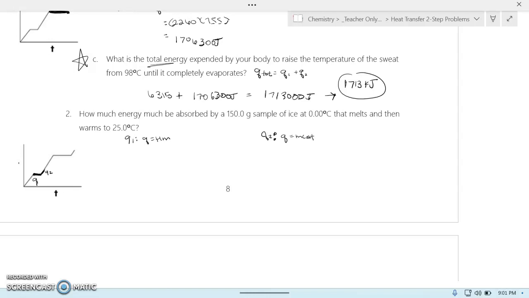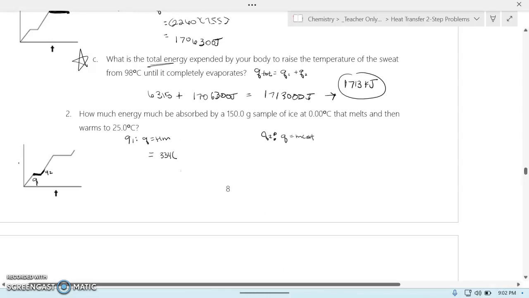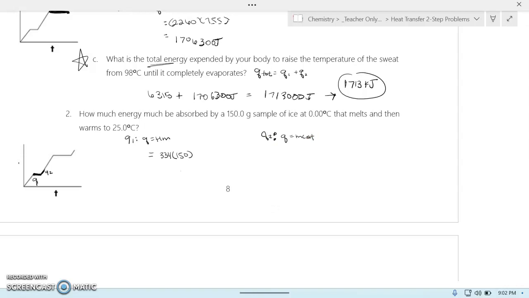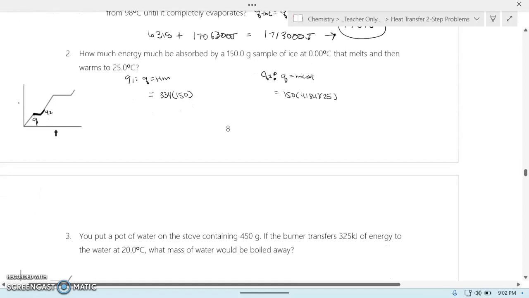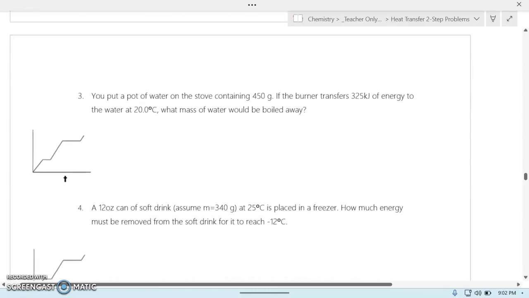So setting up our equation, we'll do H and M, 150 grams. So there's Q1, and then Q2, M, C, and it went from melting point 0 up to 25. So there's our delta T. And then to find that total energy, add them together for your total to solve. So I'll let you do number 2 the rest of the way.